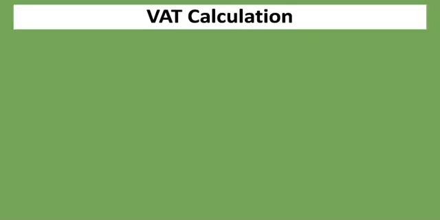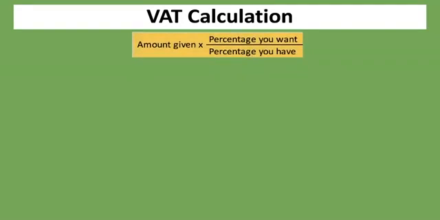What is the formula I'm going to show you? Well, the formula is the amount that you are given, multiply by the percentage that you want, and you divide that by the percentage that you have. We've gone through a similar lesson like this one before, and after you check out this one, you can check it out in the link in the description below, which will help you even further. But in this one here, you should be comfortable enough doing VAT calculations. So what does this formula mean and how do we apply it?